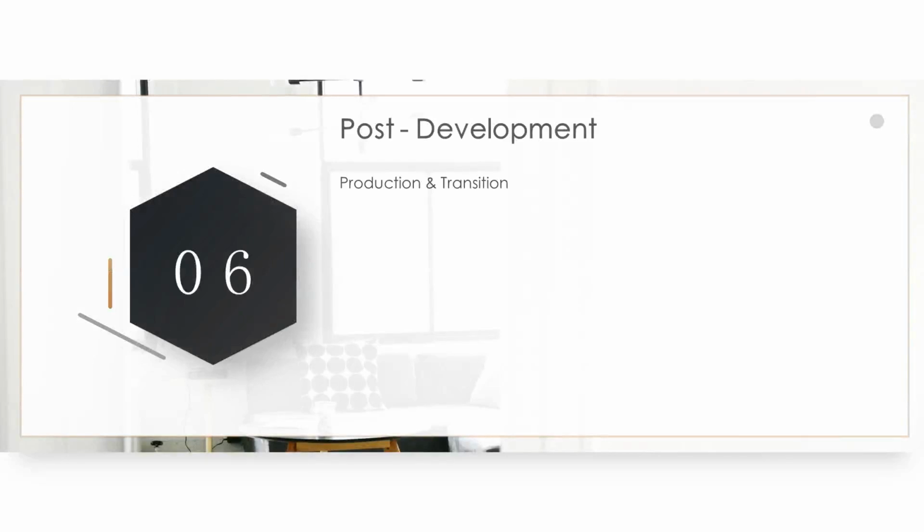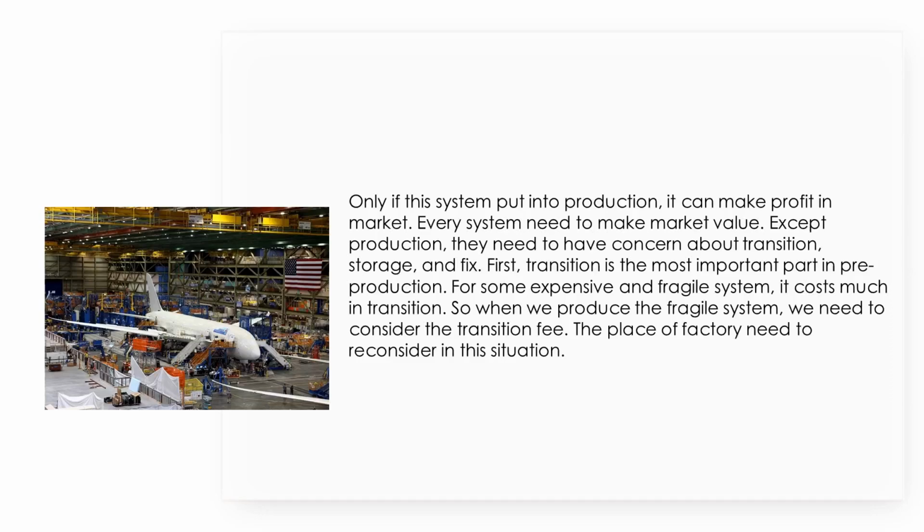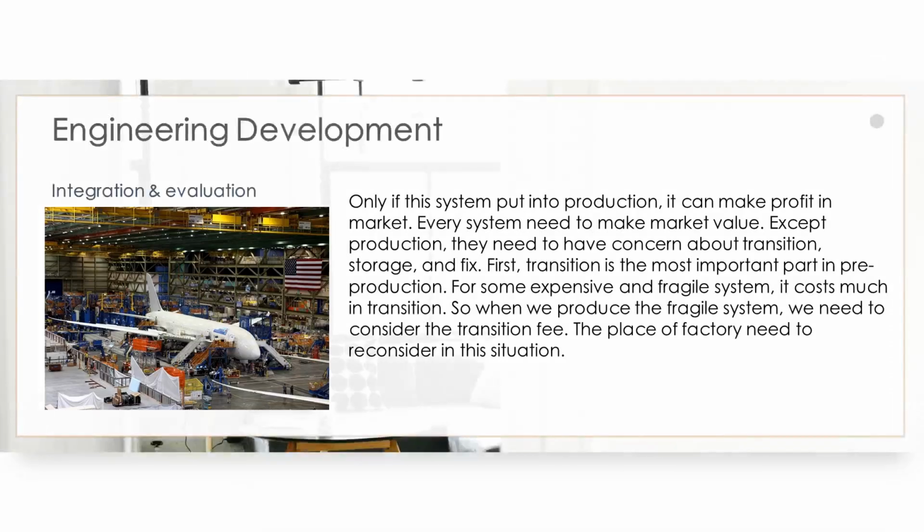And in the sixth part, we will talk something about the production and the transition. Only if this system put into production, it can make profit in the market, and this is our aim. Every system needs to make the market value. Except production, they need to concern about the transition, storage, and fix. The transition is the most important part in it. For some expensive and fragile system, it costs much. So when we produce the fragile system, we need to consider the transition fee. The place of the factory need reconsider in this situation.